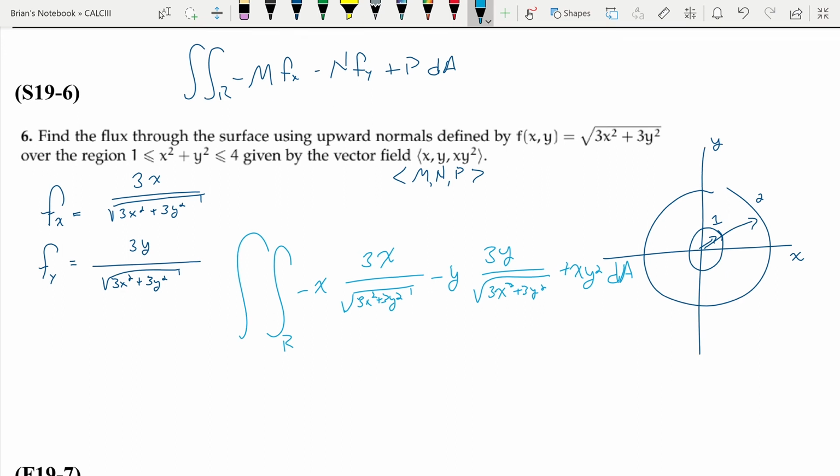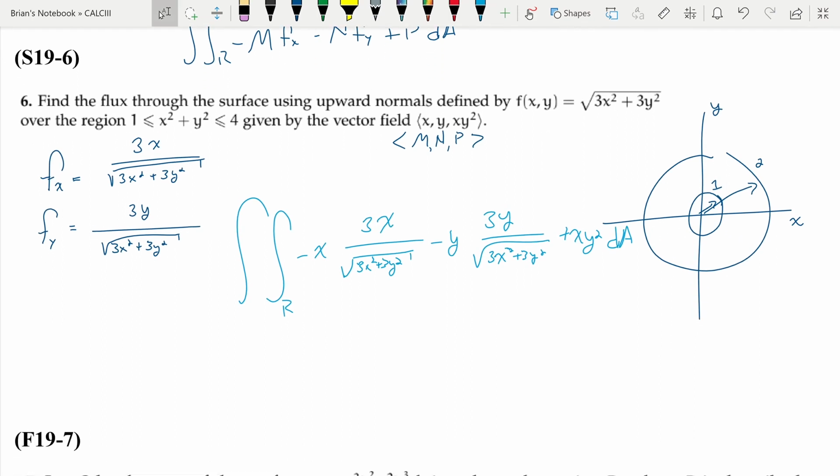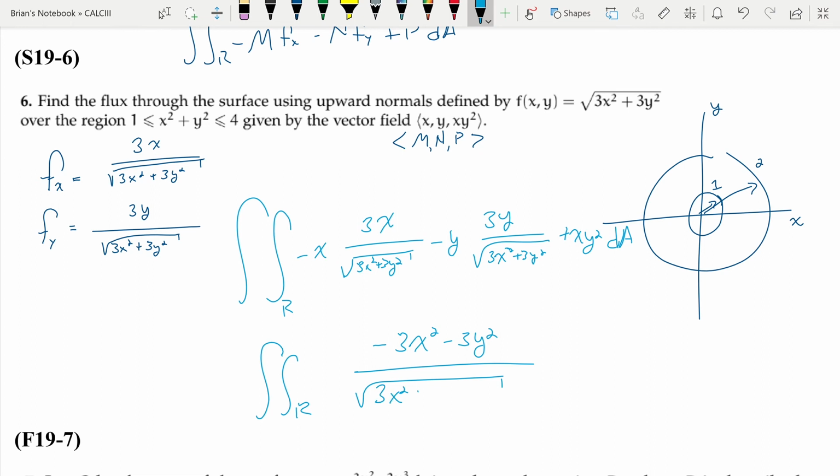So let's push on. Basically, you can see that we're probably going to combine those terms because they have a common denominator. So if we do that, we'll get the region of negative 3x squared minus 3y squared, and then the denominator, the square root of 3x squared plus 3y squared, plus xy squared dA.